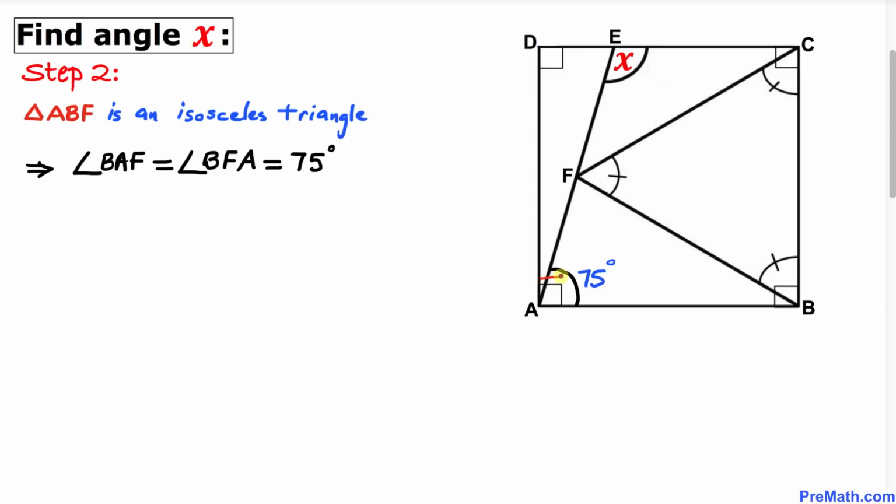Now let's focus on this part. We know that this angle A is 90 degrees and this angle is 75 degrees. So this angle DAE is going to be 90 minus 75, which becomes 15 degrees. Therefore, our angle DAE turns out to be 15 degrees.